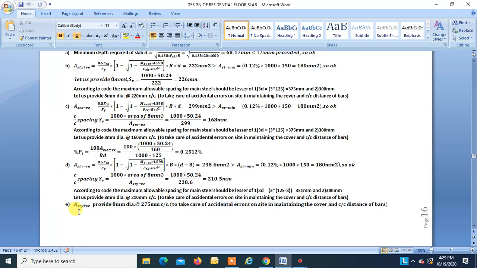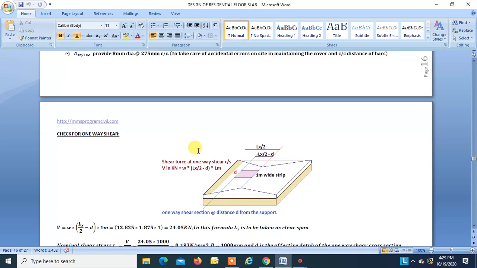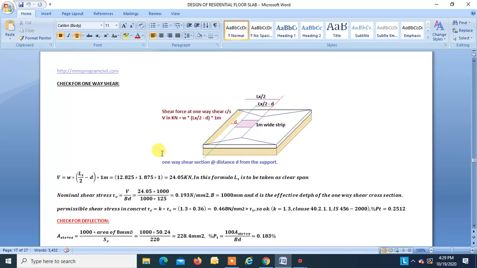ASTY positive is found to be very nominal, so we will provide 275, which is less than 300. Now, please remember this is the PT which we will take, for which we will find the corresponding tau C. That is for check for one-way shear.